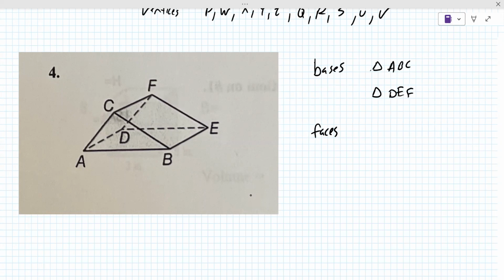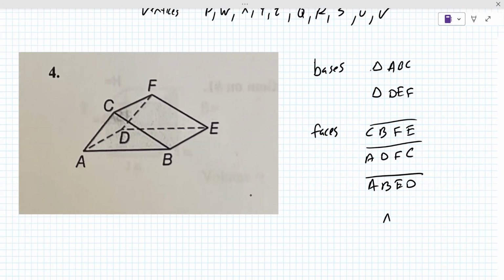They include the bases, but they also are the parallelograms. Vertices, all the letters again.